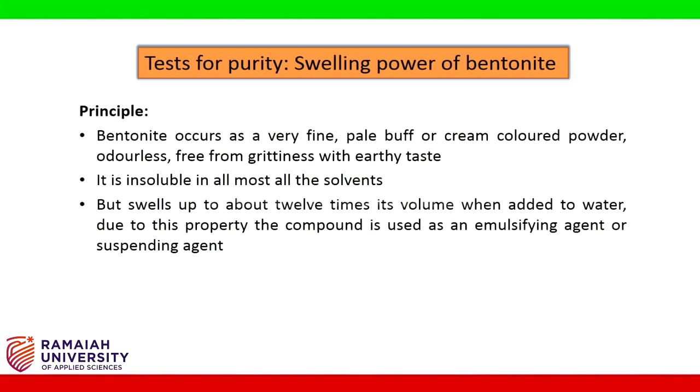Principle: bentonite occurs as a very fine, pale, buff or cream colored powder, odorless, free from grittiness with earthy taste. It is insoluble in almost all the solvents, but swells up to about 12 times its volume when added to water. Due to its property, the compound is used as an emulsifying agent or suspending agent.